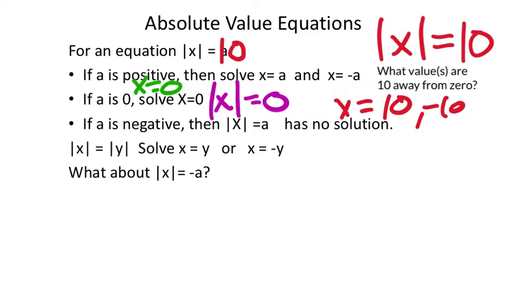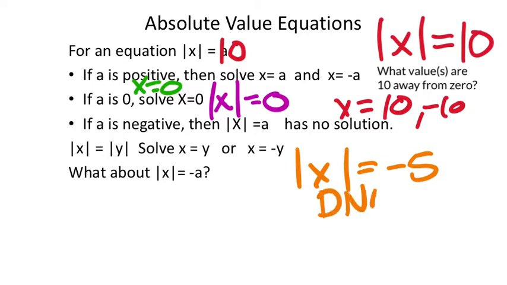I don't think we're going to see that too often, but what if it was a negative? Well, the absolute value of some number is, let's say, negative 5, okay? So what value is negative 5 away from 0? Again, this is a distance thing, right? So we never talk about distances in terms of negatives. So this one we would say, I think on the homework it ends up being a D and E, it can't happen. There's no solutions to this one, okay? So what about the absolute value of x equals negative a? Again, if that's a negative value, then it just doesn't exist. No solutions on that, okay?